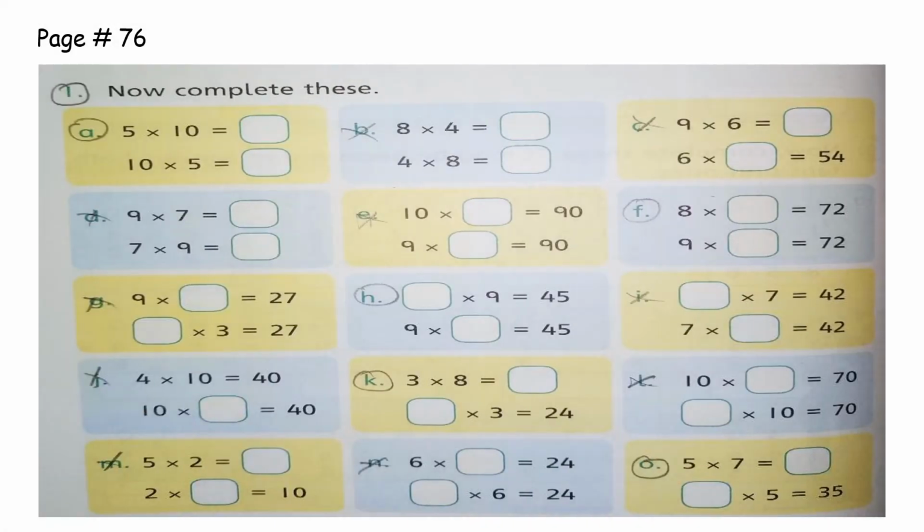Now come to page 76. And again I'm going to do the first two lines from A to F part. Okay, it's simple multiplication. We have done this in class so many times. So first one is 5 tens are 50. You know the table of 5. 10 fives are 50.